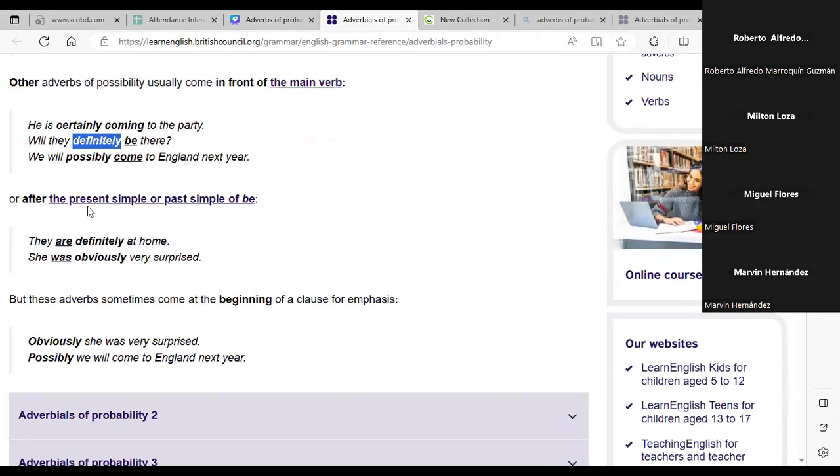Okay, but in the present simple or past simple of the verb to be, if that is the main verb in the sentence, we are going to use this after, okay? This is the main verb, but in this case, we are not using this in front of the main verb, but after the main verb. They are definitely at home. We will not say they definitely are at home. No, we use that pattern with other verbs, like they definitely will go. They definitely have this. They definitely want this, right? But with the verb to be, we are going to use this after the verb to be.